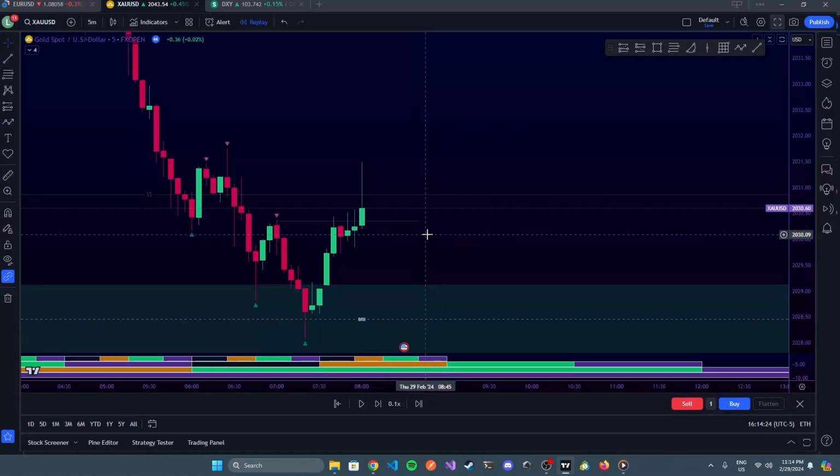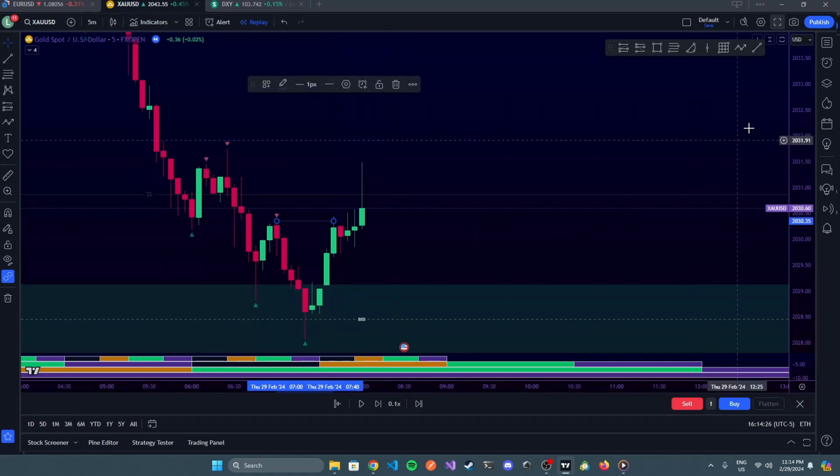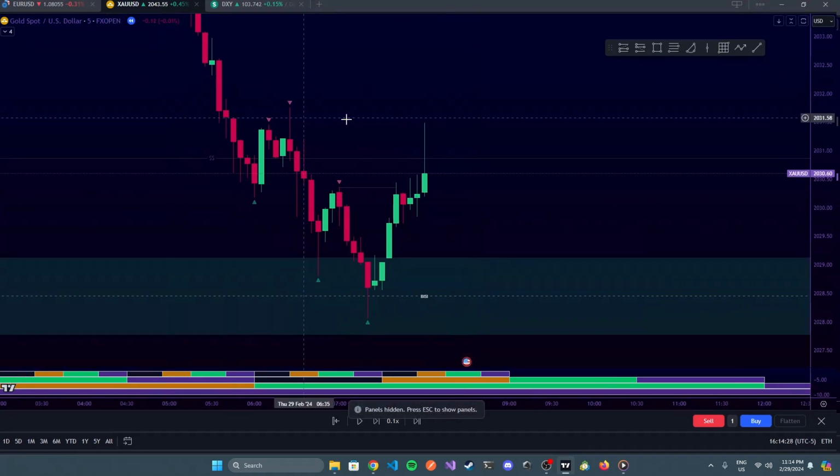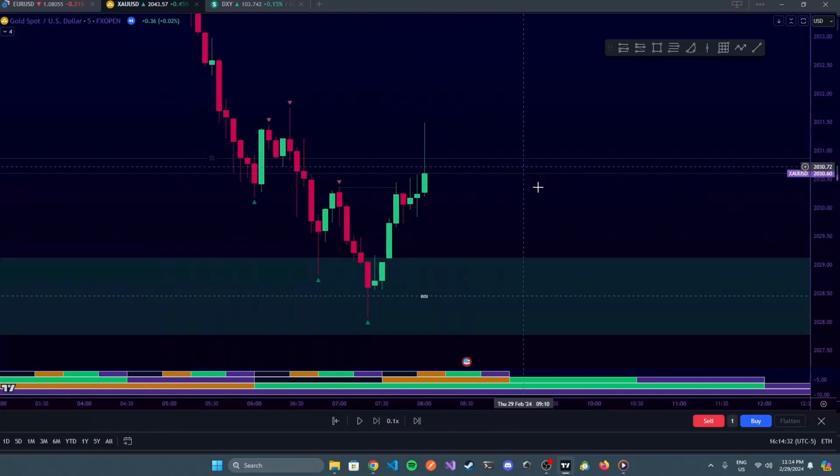Now this is where the idea of change in state of delivery comes in. So change in state of delivery is basically an early sign of reversal before a higher time frame market structure shift. And these last few bearish candles before the break of structure on a lower time frame is the change in state of delivery, because on a higher time frame these would be a bullish order block.